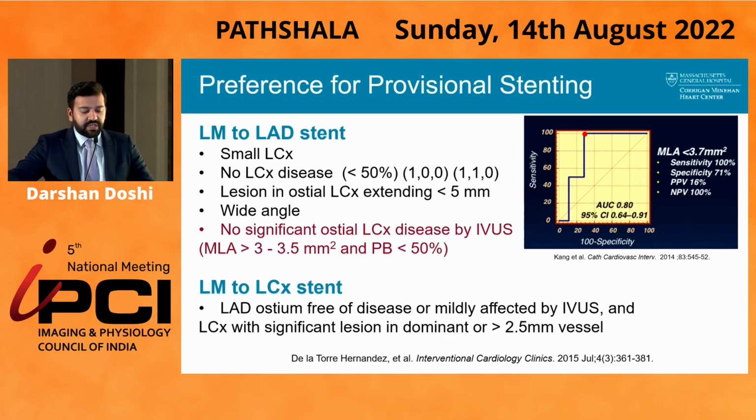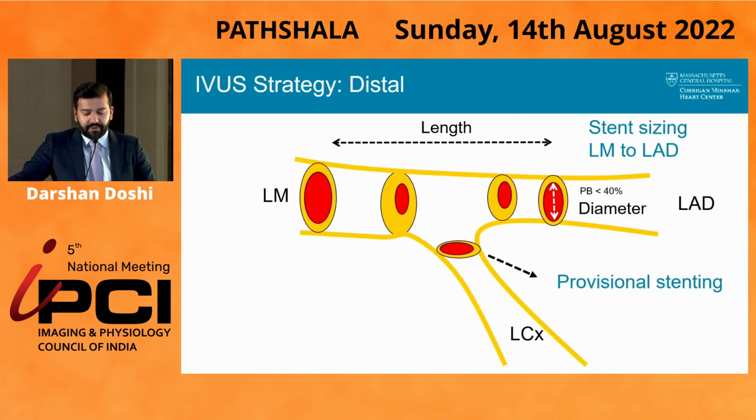Now, if you're going to do a crossover from the circ to the left main, you have to make sure that the LAD ostium is free of disease and mildly affected by IVUS, and that the circ has a significant lesion in a dominant vessel that is at least 2.5 or greater. So what's the strategy here when you're going to stent into, say, the left main into the LAD?